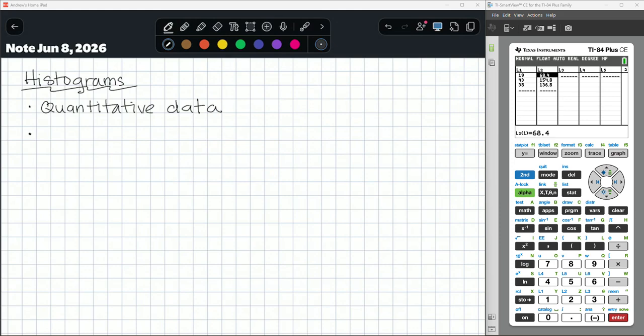Like bar graphs, I need two axes. So the x-axis is always going to be the class boundaries, which we'll talk about in a minute. And then the y-axis is always going to be the frequency or relative frequency.